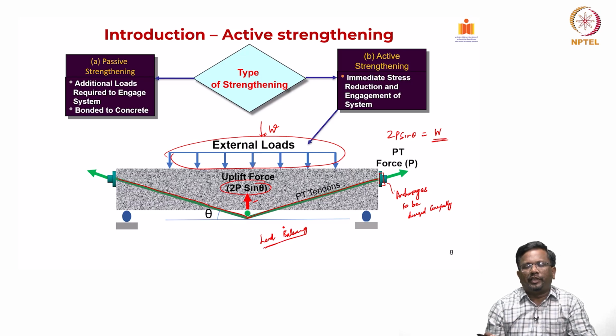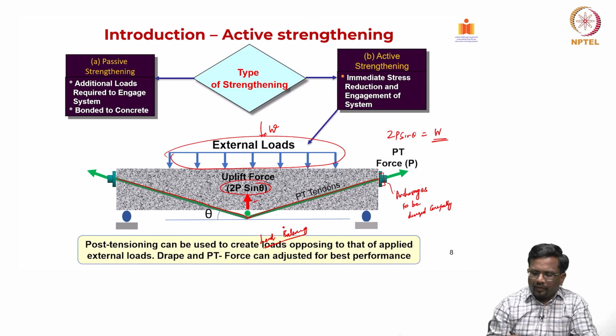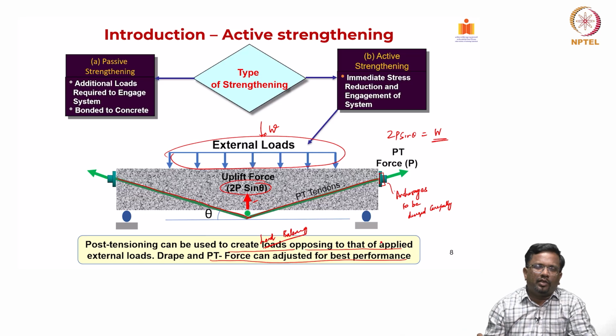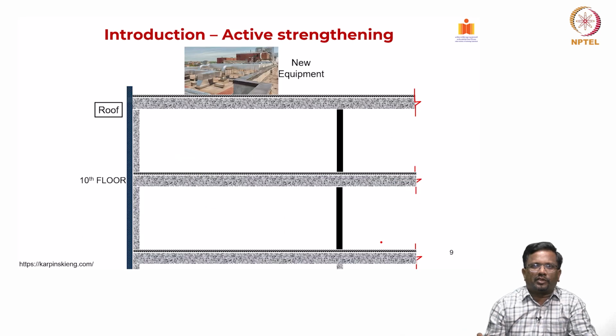We have studied this in detail, and we also looked at continuous systems, PT flat plate system. In all these, the fundamental principles remain the same. You design the cable profile in such a way that you try to balance at least some fraction of your external load, right. So, the post tensioning system can be used to create loads opposing the applied external loads. Now, the drape, that means the slope, and the PT force can be adjusted for the required performance like we had discussed.